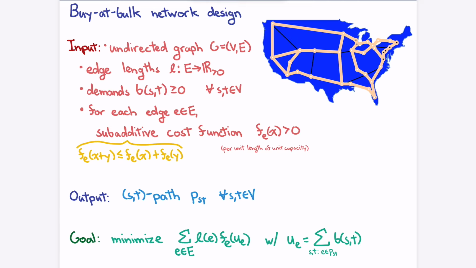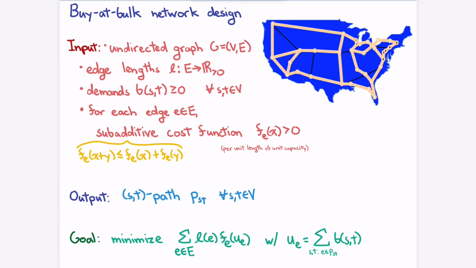So you have an undirected graph with some vertices, okay? And every edge has an edge length, L of E, okay? And every edge also has some kind of sub-additive cost function for routing stuff on the edge. So you have edge length, you have demands, point-to-point demands, like, person in California talks to person in New York this much or something.